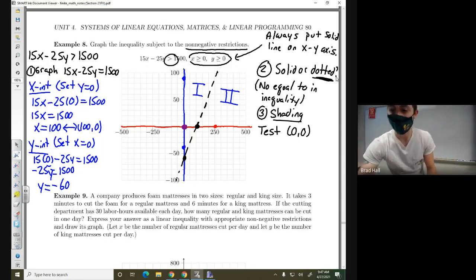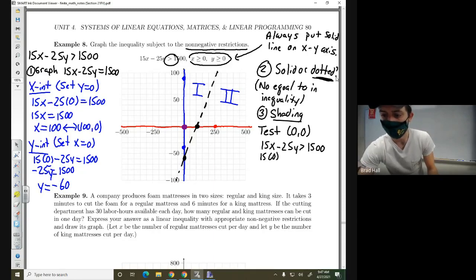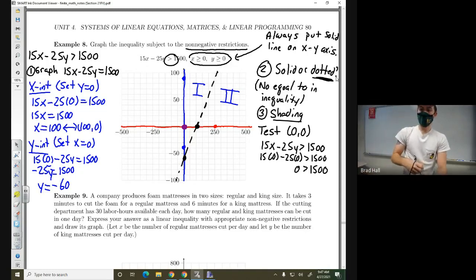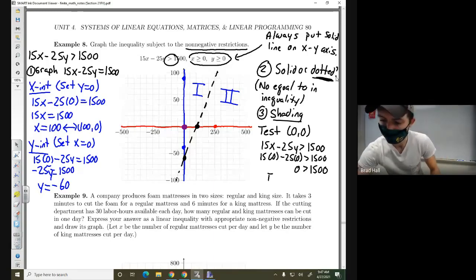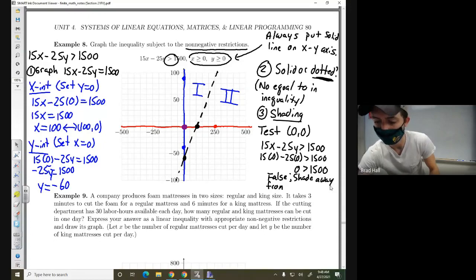So the inequality that we started off with was 15x minus 25y is greater than 1500. We plug in zeros for x and y. This is what we did last time. And so we get that 0 is greater than 1500. Obviously, this is a false statement. Shade, really shade away from 0, 0.